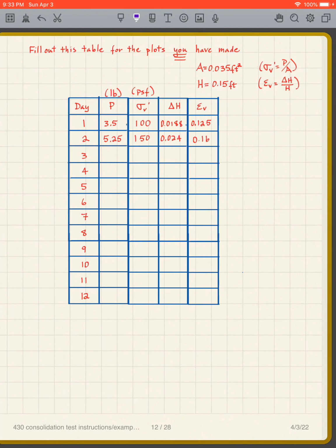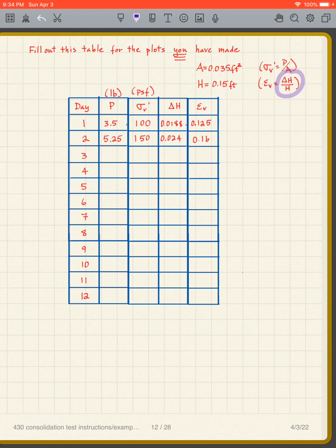And what you need to do for your data is fill out this table. So in this particular case, you've got the different days, you've got the loads. You convert those to sigma v prime, the load divided by the area. You have the delta H, from the last point on your graph. And then the delta H over H gives us our epsilon v. So we get our epsilon v's.